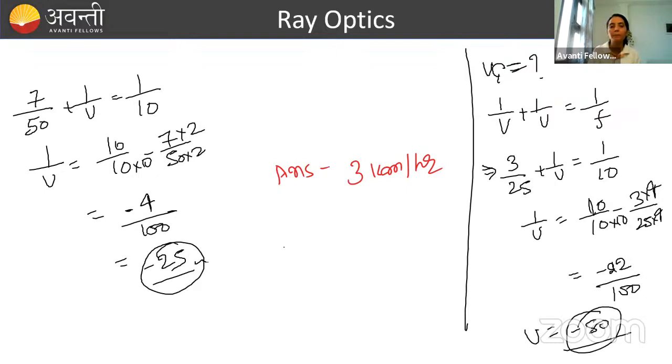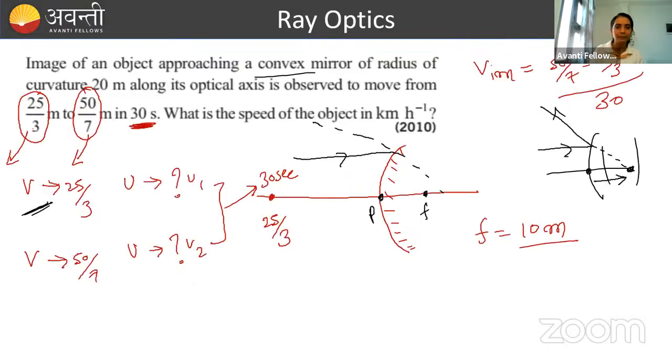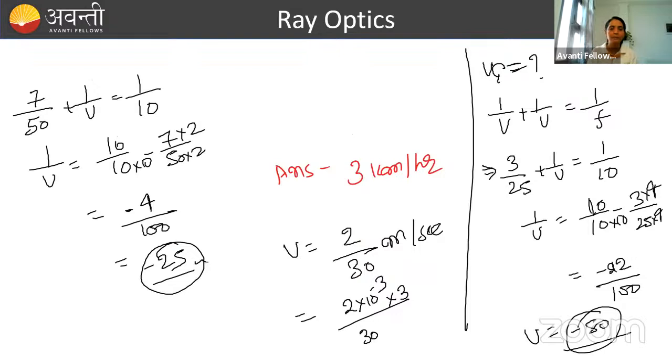Difference is 2 meter. And velocity will be 2 meter by 30 seconds. This meter per second, we have to convert into kilometer per hour. So we can easily do it. Okay? 2 meter, convert to kilometer by 10 to the power minus 3. 30 is in seconds, so convert it into hours by 3600. Then you will get the answer, right? We have to answer in kilometer per hour, so we can easily convert it and write.